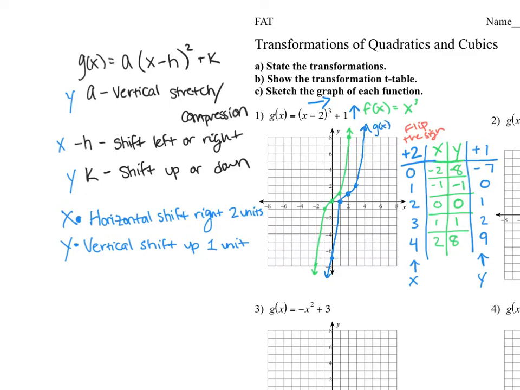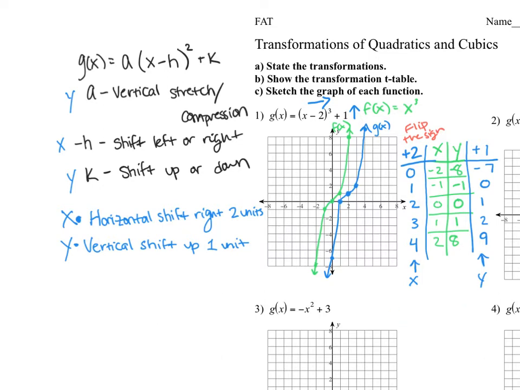Now, if we take a look at f of x, or our parent graph, we can see that we took all of the points, moved them to the right 2, and up 1. To the right 2, up 1, right 2, up 1, right 2, up 1. So we can see that that transformation's already done. Now, you don't have to graph f of x or the parent function. I just find that sometimes it helps me visually see what's going on. But that's problem 1.